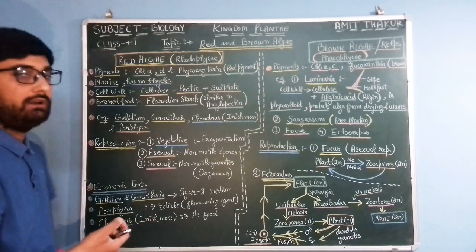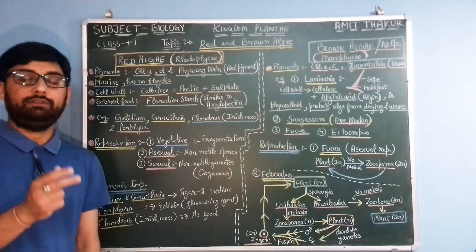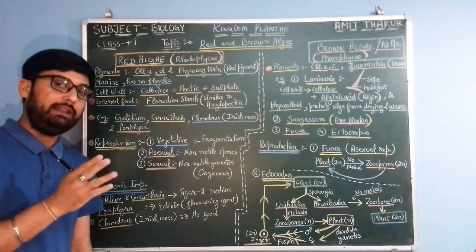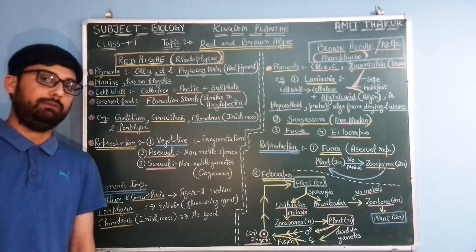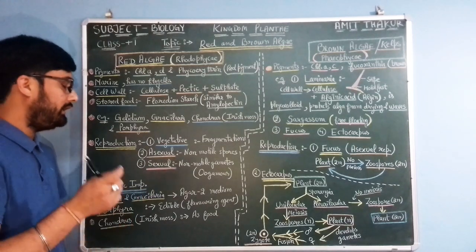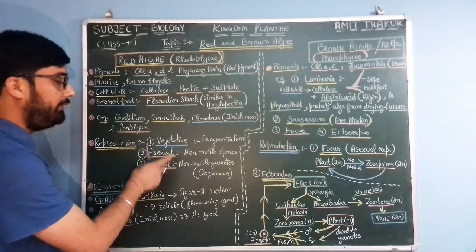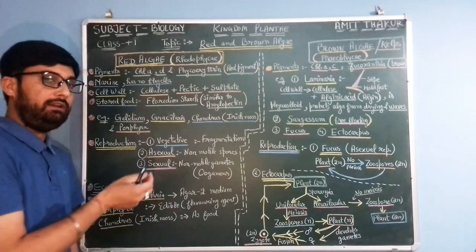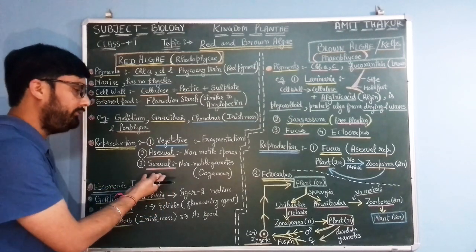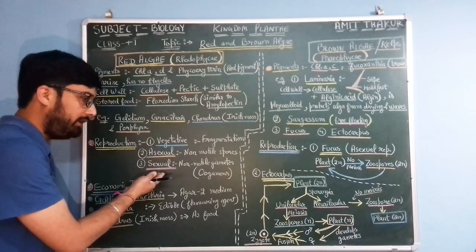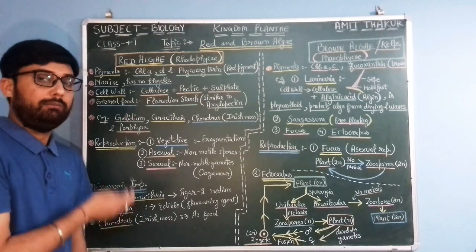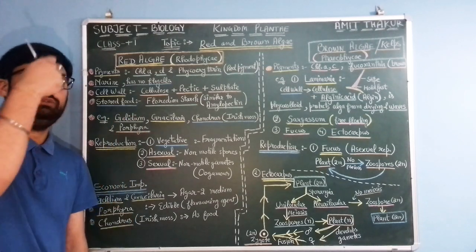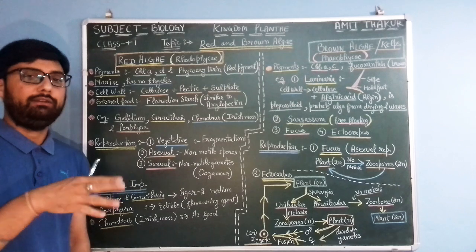Oogamous type means the female gamete is stationary and the male gamete approaches the female gamete. Actually, as I told you, they do not have any flagella. That means the female is obviously without flagella as well as the male gamete, but the male gamete approaches the female gamete with the help of tides or waves.